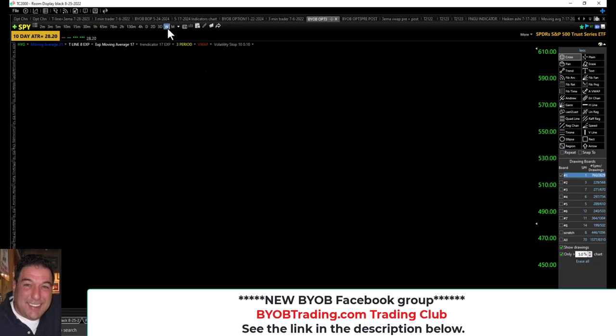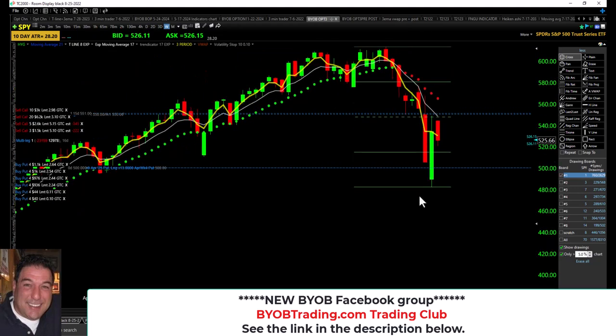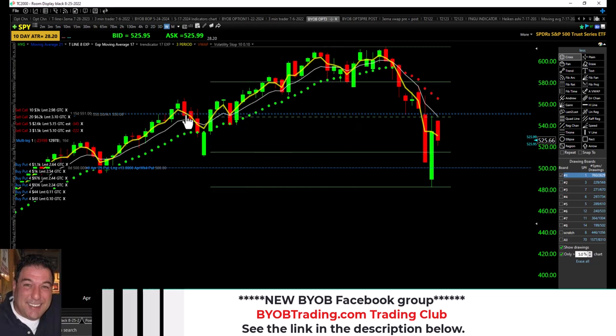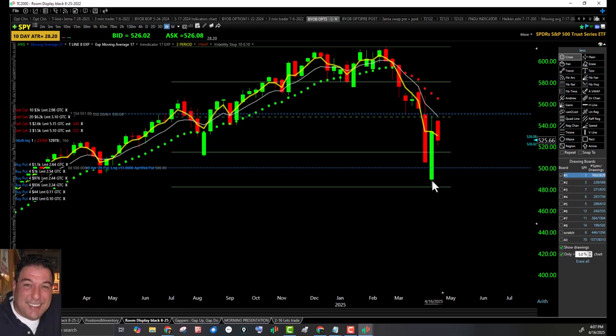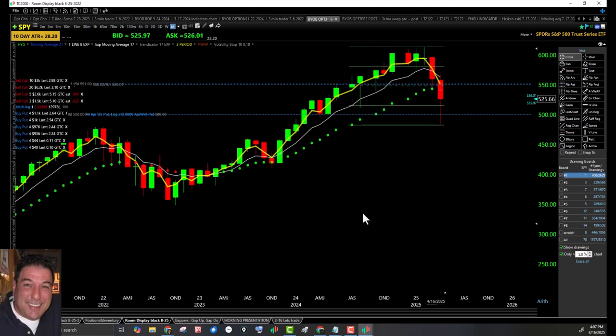On the weekly chart, all right, let's take a look at the weekly. Okay, on the weekly chart, you can see right here, price action. All right, this is the low. There's a low. We made a lower low. So we're in a weekly downtrend.